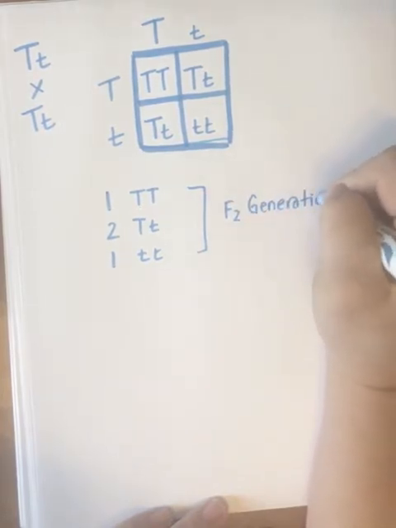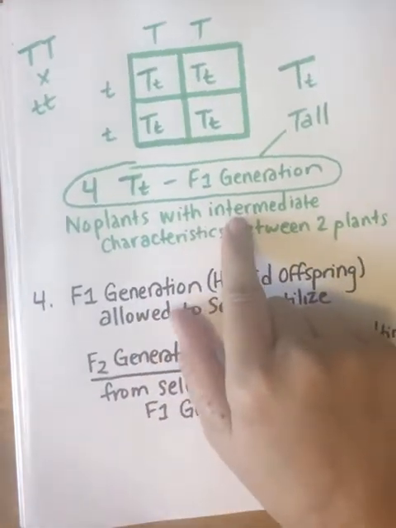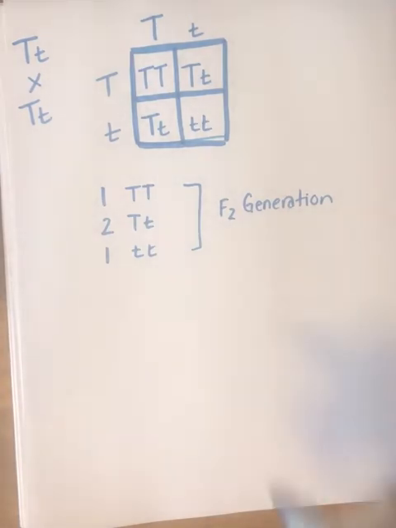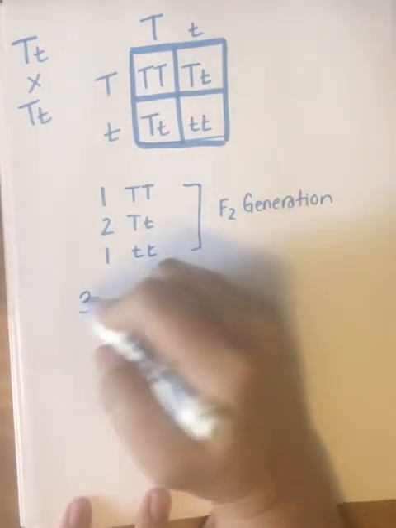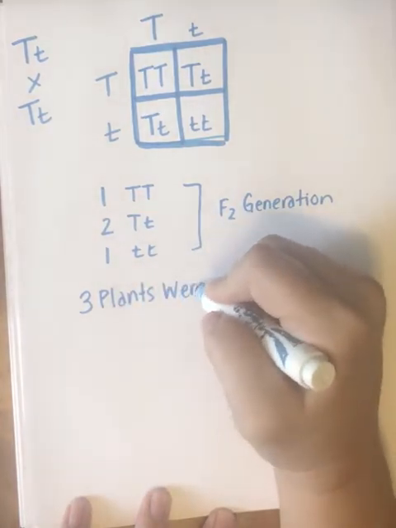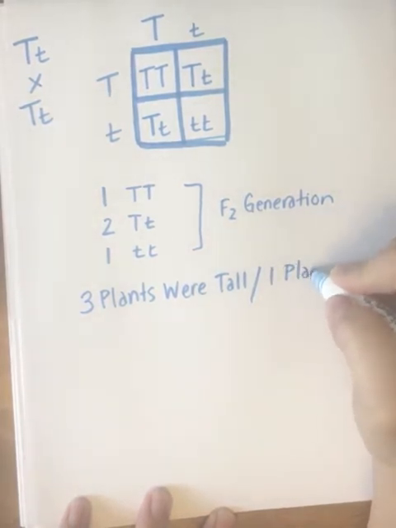Now, something was different in Gregor Mendel's pea plants that he noticed. These pea plants had different appearances. When we had the F1 generation, there were no intermediates. They were all tall. But he noticed that 3 of the plants were tall, and 1 of the plants was short.